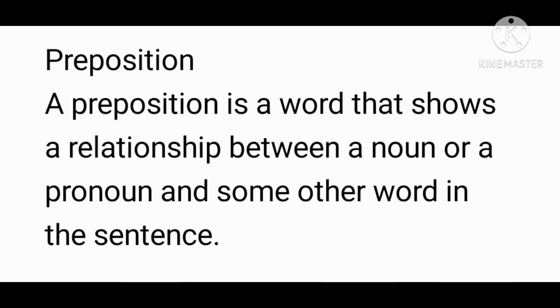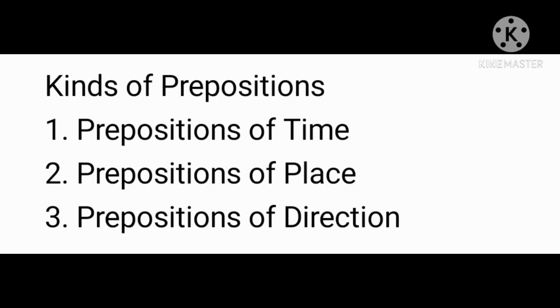So, what is a preposition? A preposition is a word that shows a relationship between a noun or a pronoun and some other word in the sentence. A preposition often describes the position of something, the time when something happens, or the way in which something is done. A preposition is always placed before a noun or a pronoun, and therefore it is called a preposition. There are three kinds of prepositions: prepositions of time, prepositions of place, and prepositions of direction.